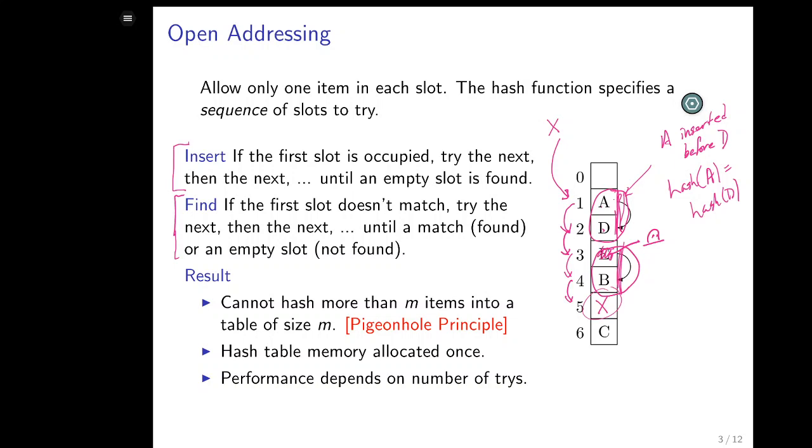Two things that go to separate locations, like for example, A goes to this location, E goes to this location, anything that hashes to those locations is now going to be impacted by the others.